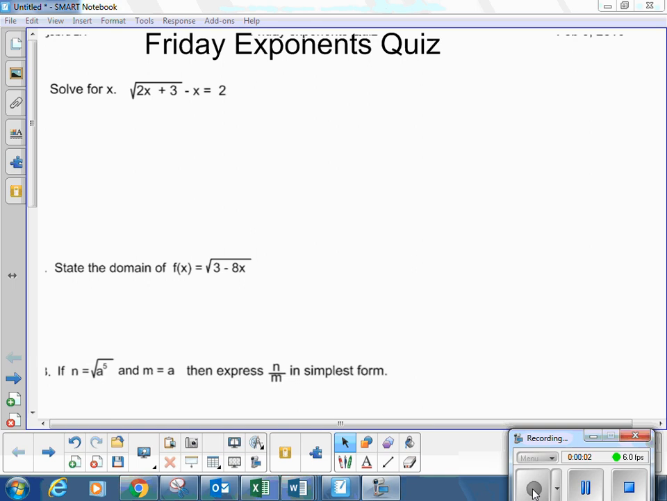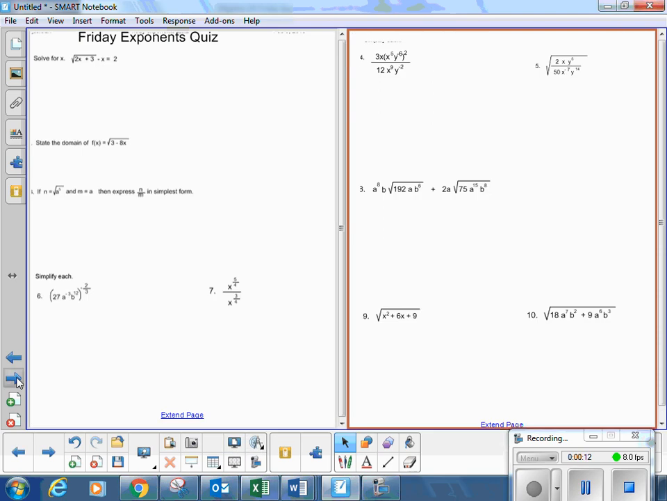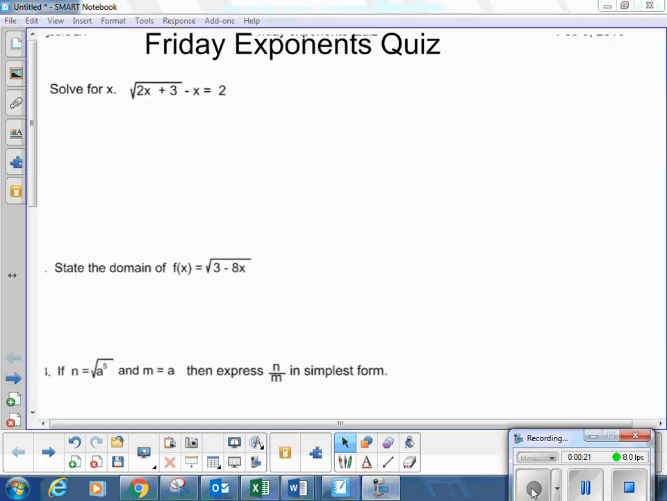Hey guys, I want to go through this Friday's exponents quiz with you. There's a lot of stuff on here. I'm going to go through the whole test question by question. You can see the questions that are going to be on there. So again, fast forward it, rewind it, pause it, go through the questions that you need help with, and I'm going to get started right away.